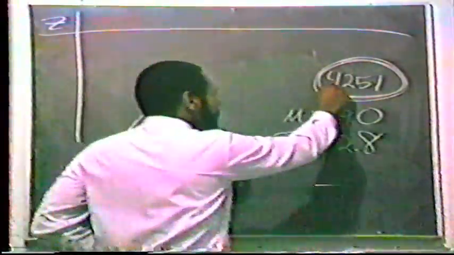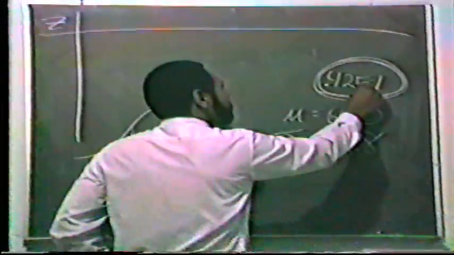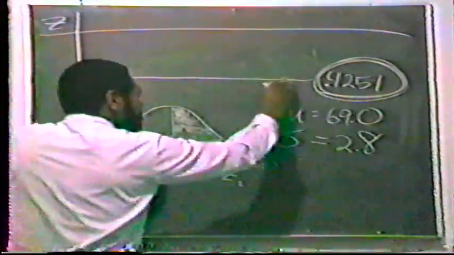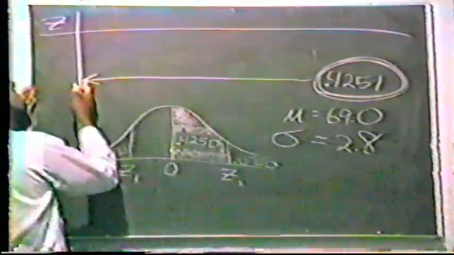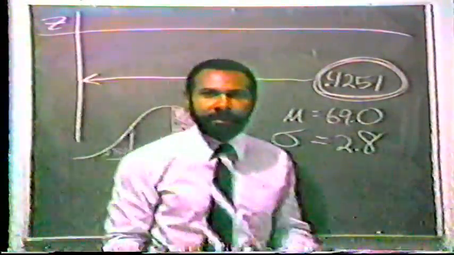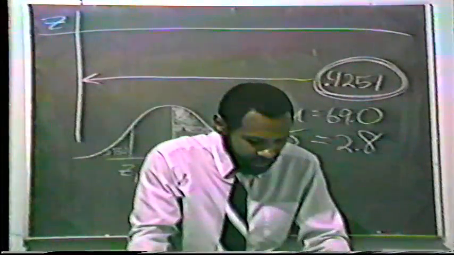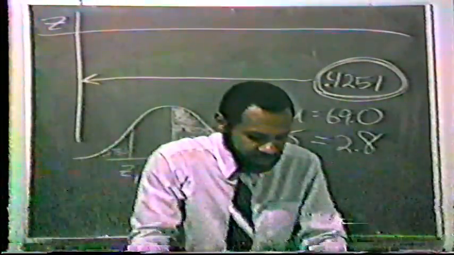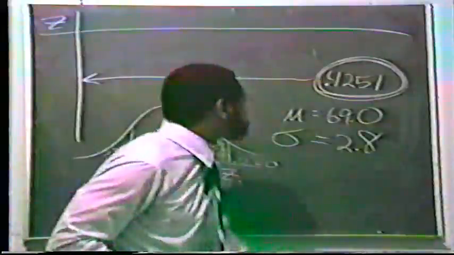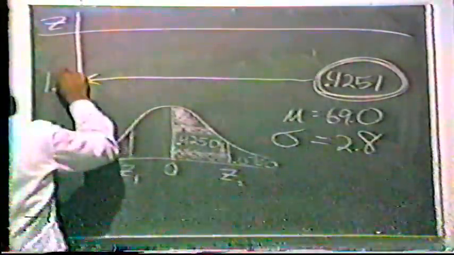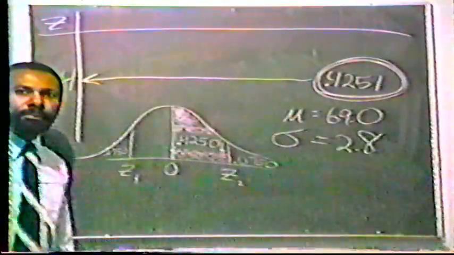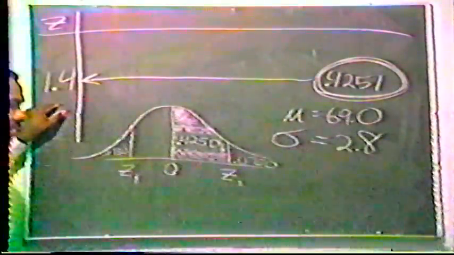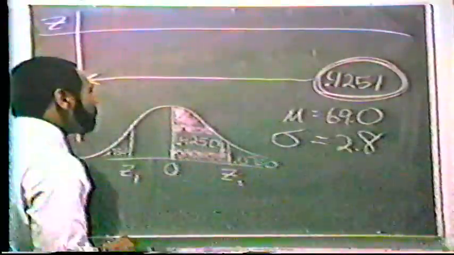We look at this number in the body of the table, 0.4251. Let's go straight over to the left from that number all the way to the z column, and you'll see the first two digits of that z-score. You should see 1.4. This is the ones digit and the tenths digit for the z-score. So we know the z-score is 1.4 something.